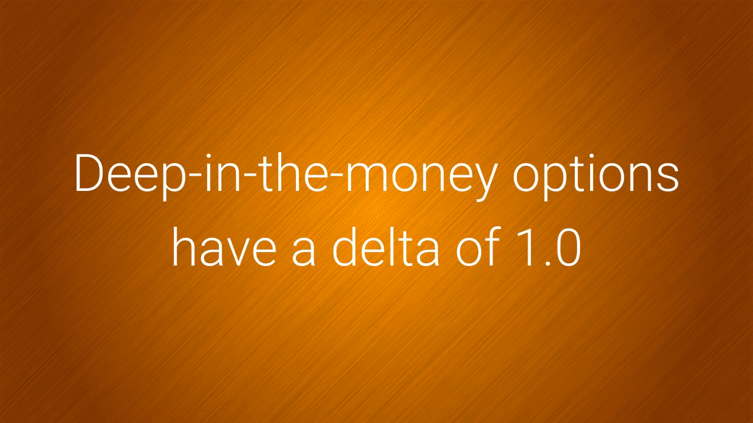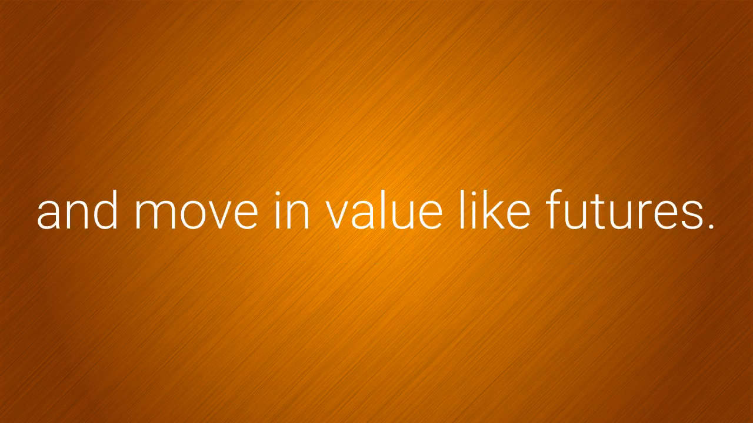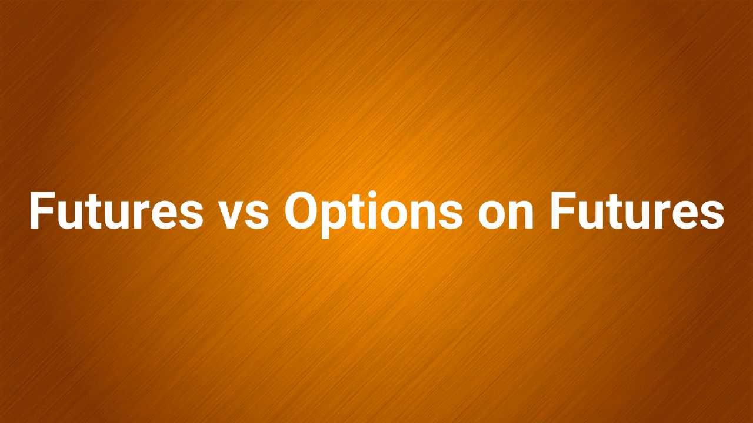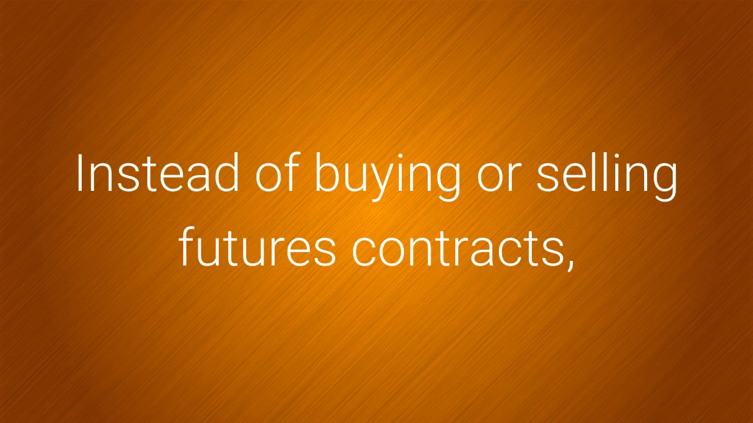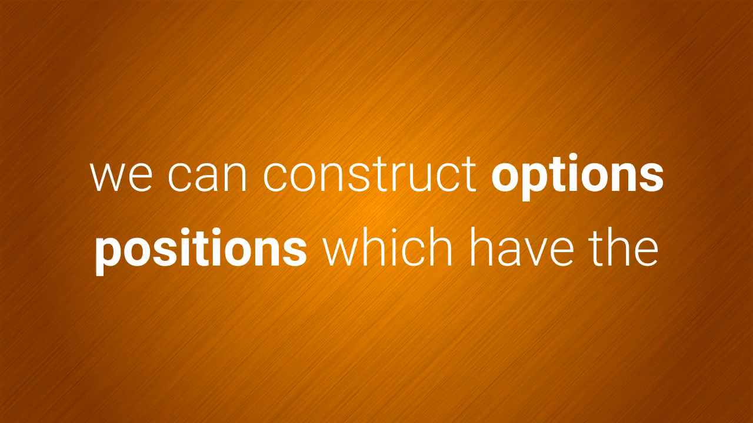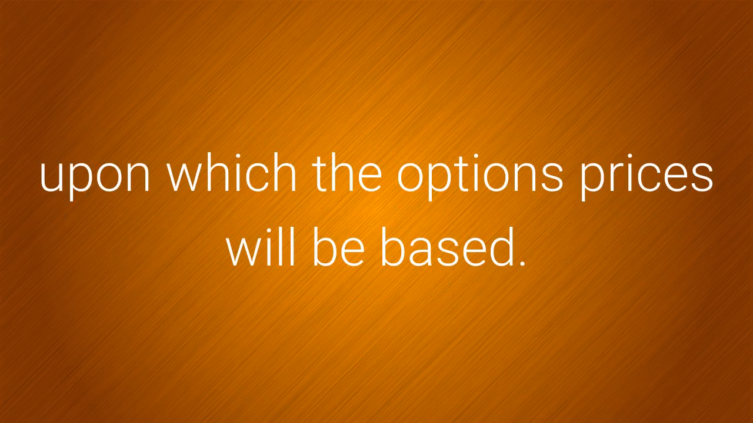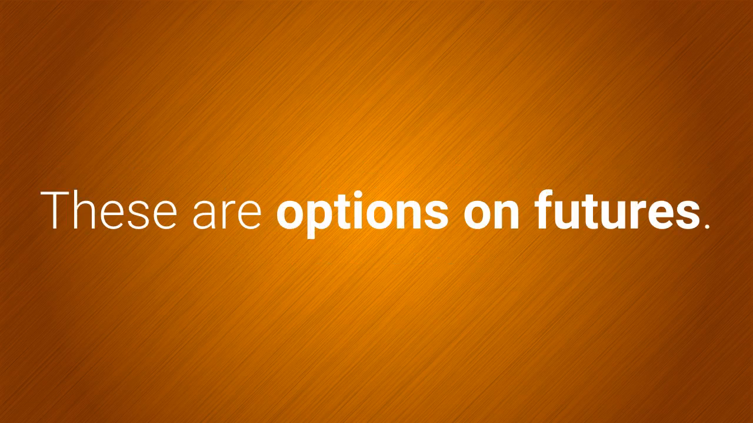Deep in the money options have a delta of 1 and move in value just like futures. Out of the money options only contain time value, and consequently their delta is much lower. So let's now have a look at futures versus options on futures. Instead of buying or selling futures contracts, we can construct options positions which have the changing value of futures contracts as the underlying security upon which the options prices will be based. These are options on futures.